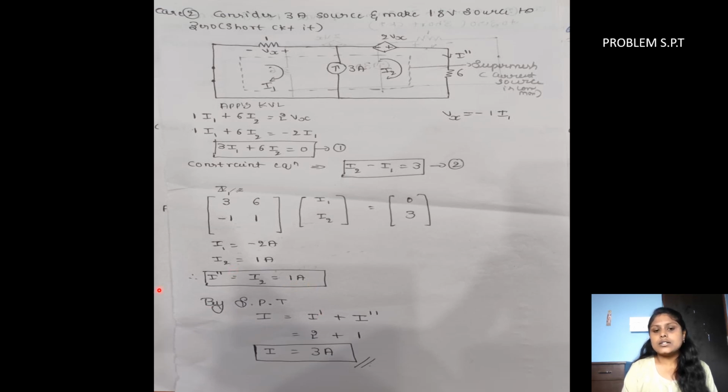By the superposition theorem, I is equal to I dash plus I double dash, the algebraic sum of responses. We have already found I dash is equal to 2 and I double dash is 1. So we get I is equal to 3 amps. So this is the problem on superposition theorem.